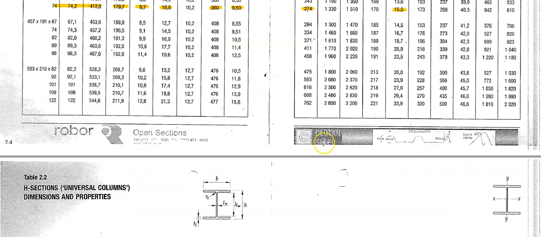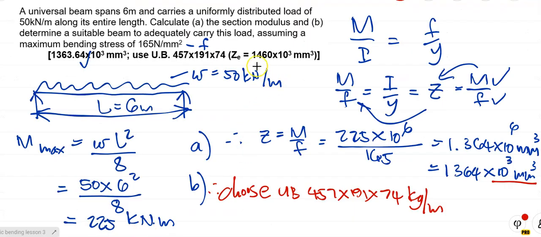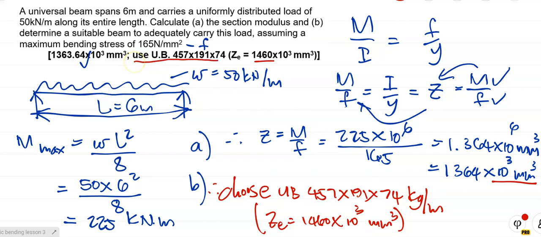I'm going back to the table there. And what's its Z elastic value? It is 1460. There's 1460. That is how we get that. And I put in brackets there, Z elastic is 1460 times 10 to the power 3 millimeters cubed. And that's how we get to that whole answer there.